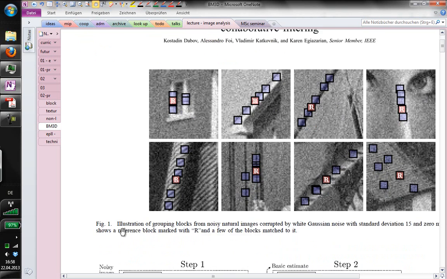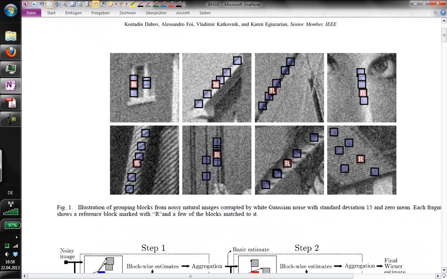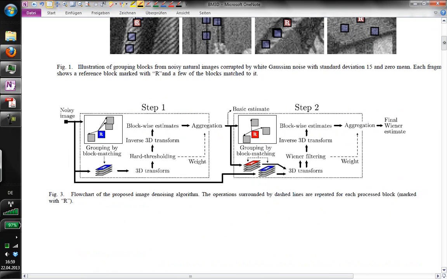So the pictures shown here are similar to the ones that you've seen in the non-local means paper. Highlighted in red is always a reference patch, and shown in blue are some of the patches that are quite similar to it and that can be used to better estimate the structure of the reference patch. Here is the basic structure of the algorithm, and the new twist is here.